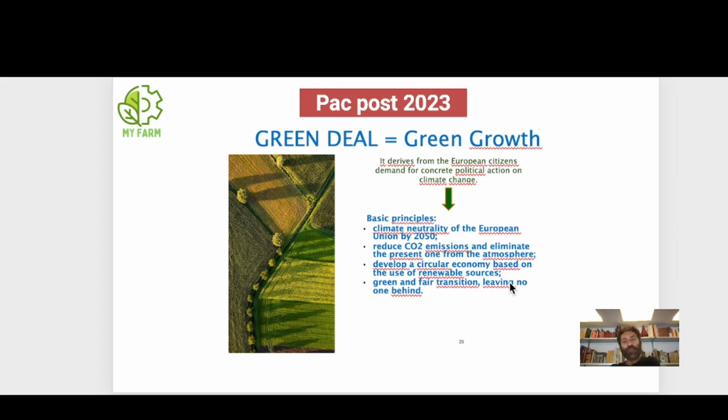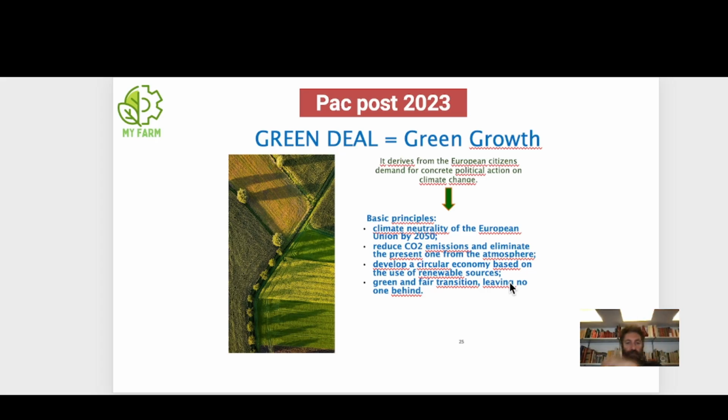So in the post-2023 period, the Green Deal has been identified with green growth. The Common Agricultural Policy is still a central tool for achieving the ambition of the European Green Deal and the related strategies such as the Farm to Fork and Biodiversity Strategy. The current Common Agricultural Policy program has been, in a way, modernized to align with the Green Deal's goal of making the European Union the first climate neutral continent by 2050.